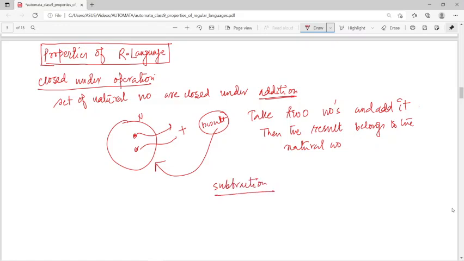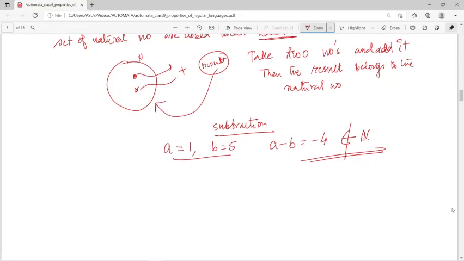Say you are taking any two numbers, say a is 1 and b is 5. That is two natural numbers, but if you subtract them, that will give you 4, and that does not belong to this particular set. Then you can say that it is not closed under subtraction. The set of natural numbers is closed under addition, but that will not happen when we are dealing with subtraction.